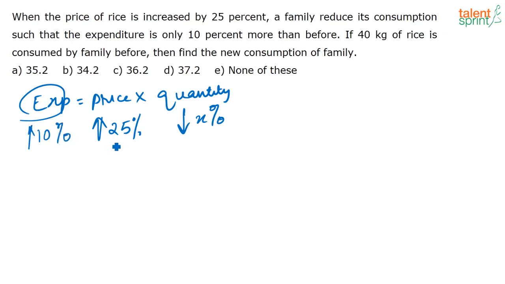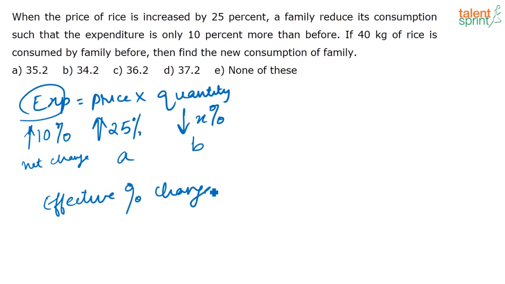So what you should understand here is that because of an increase in the price by 25% and the reduction in the quantity that I am buying by X percentage, the net percentage increase has been 10%. So that is what is given. So this is going to be your A and this is going to be your B. And what is the effective percentage change that has happened? The effective percentage change has happened in the expenditure. It has increased by 10%. So this is your net change that has happened. Or if you use the formula, what do we know? We know effective percentage change, correct? Effective percentage change is equal to A plus B plus AB by 100.